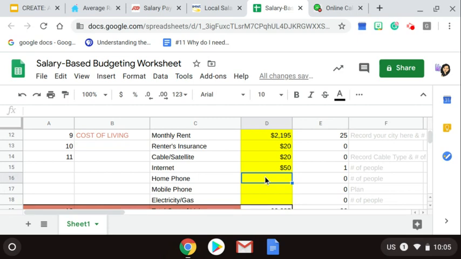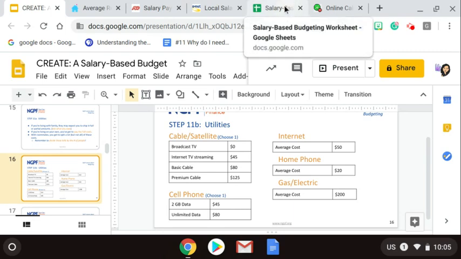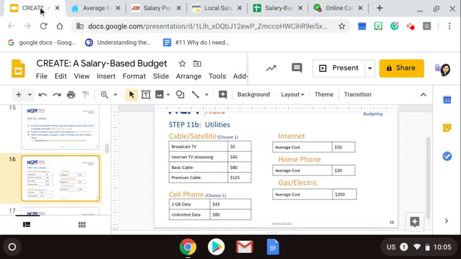Home phone. I no longer have a landline. Some people do. I know in states of emergency the cell phones don't work, but I think most people now just have cell phones, so if you put zero, I'm totally okay with that. All right, cell phones. I hear there's Cricket, it's only $45 a month or whatever, but I honestly think $80 is reasonable for you to put. Now let's see electric and gas.